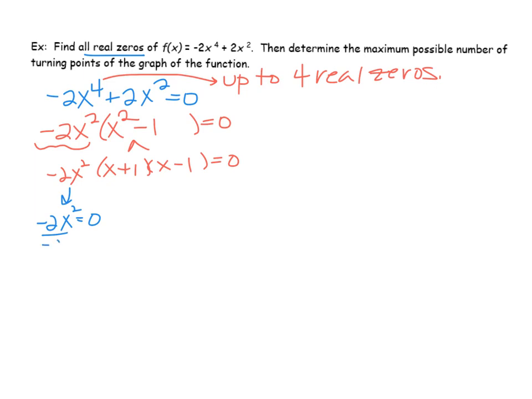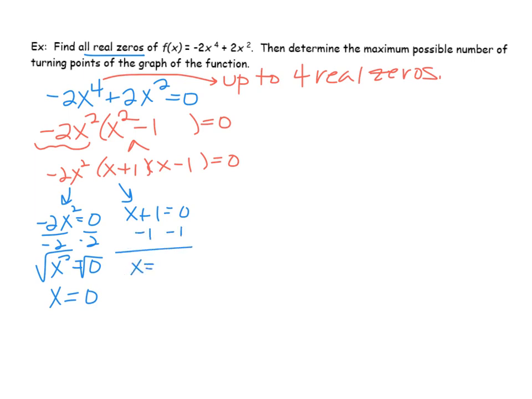If you divide by negative 2, we get x squared equals 0. When you square root 0, you only get one solution for that, so x equals 0. If we have x plus 1, remember up above, that's called a factor. So to get x by itself, move 1 to the other side. We get x equals negative 1. And then x minus 1, another factor, add 1, and we get x equals positive 1.